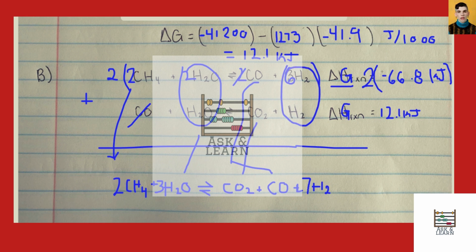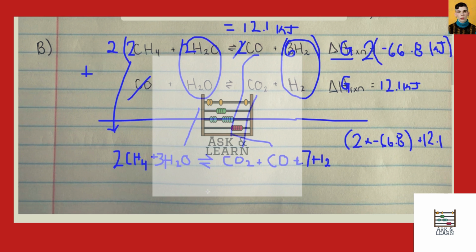So that means we'll also just add these two together. So first we want to multiply 2 times negative 66.8, and then you're going to want to add 12.1 to that, and you should get a delta G value of negative 121.7. And you're going to want to remember this because we will be using it in the next two problems.